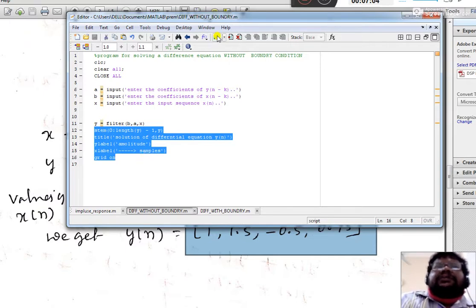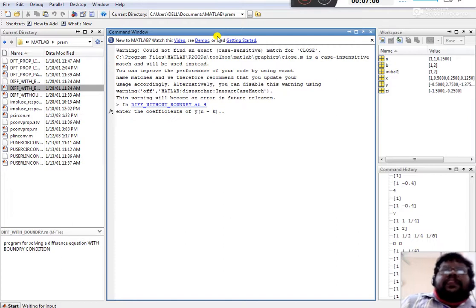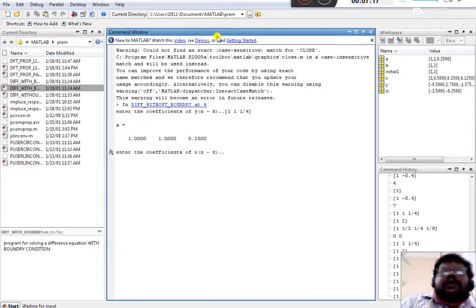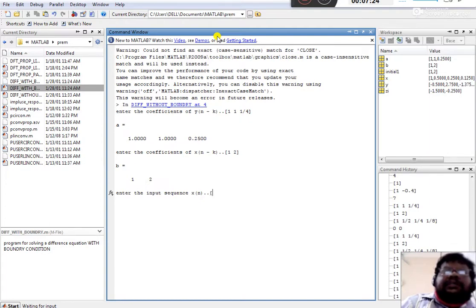If you run this code, it will ask you to enter the coefficients. Enter the coefficients of y of n minus k, which are 1, 1 and 1 by 4. It will ask for the coefficients of x of n minus k, which are 1, 2. I will enter that. Then enter the input sequence that we have calculated, x of n is equal to 1 by 2 to the power of n, with values 1, 1 by 2, 1 by 4, 1 by 8. We will enter the values.